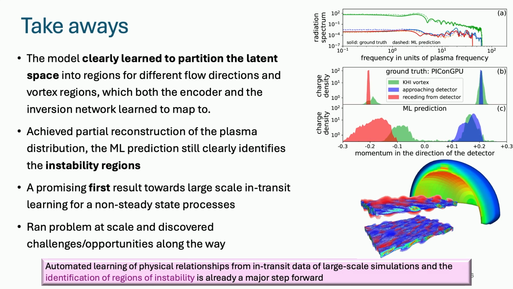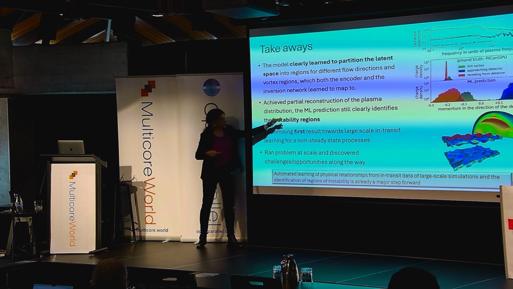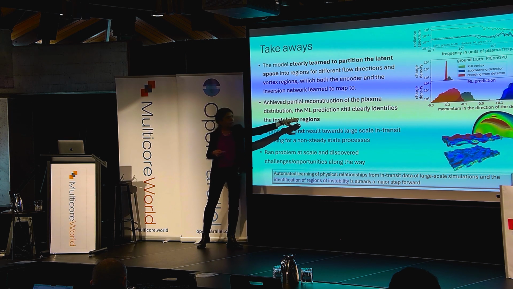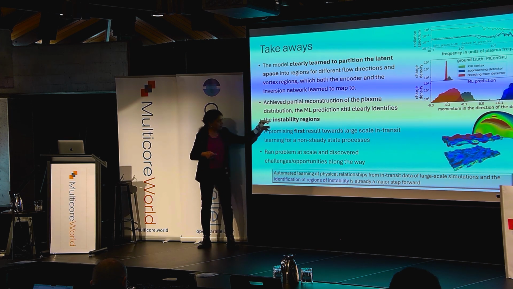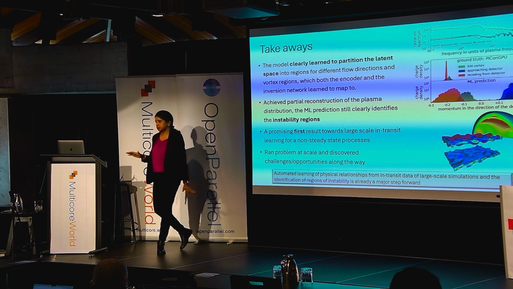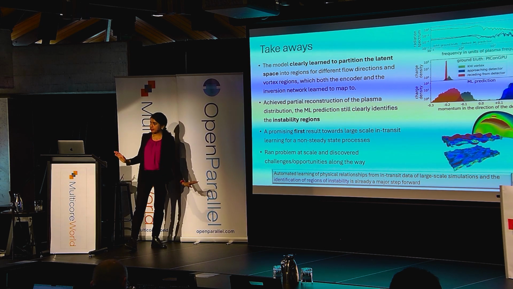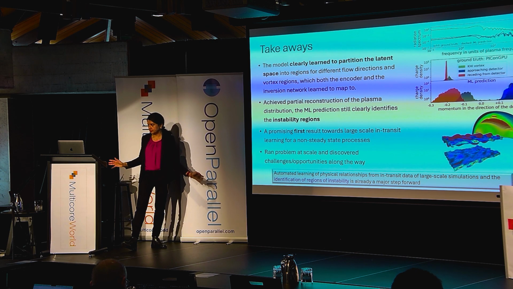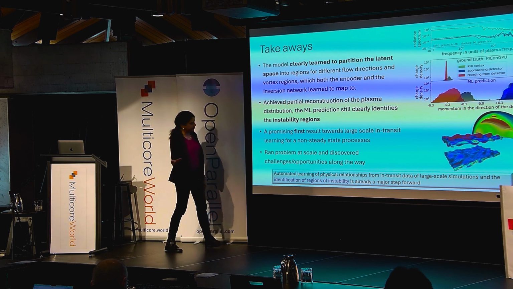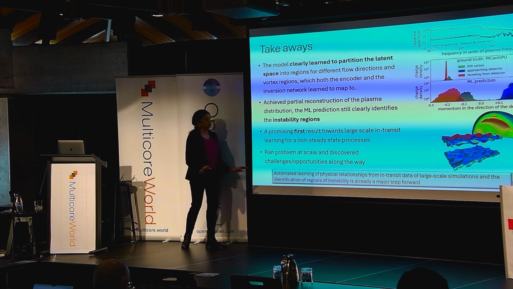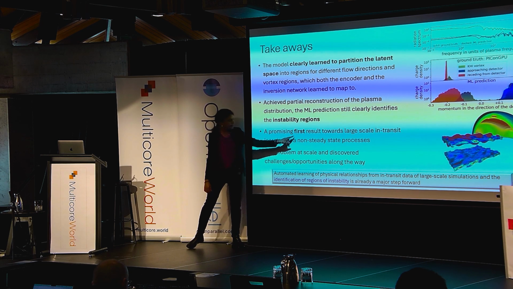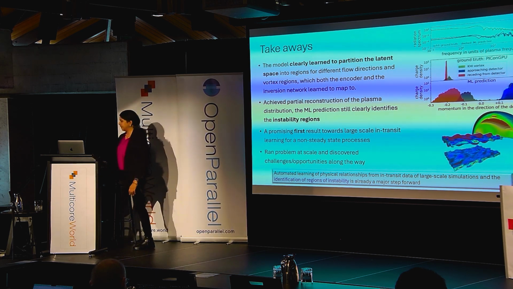It clearly learned to partition the latent space into regions of different flow directions, which is what you see in the little image there, and which both the encoder as well as the INN learn to map. So partial reconstruction of the distribution with ML prediction still clearly identifying the region. So it was partial success, right? The physicists are happy, I'm happy, because they can't be happy easy. You see what I mean? They don't like numbers, they like this. So looking at them smile, I'm like, okay, we have done something great. So that was a promising first result.